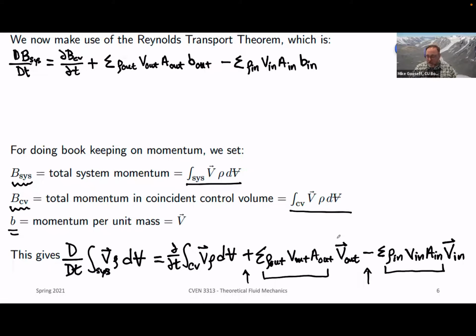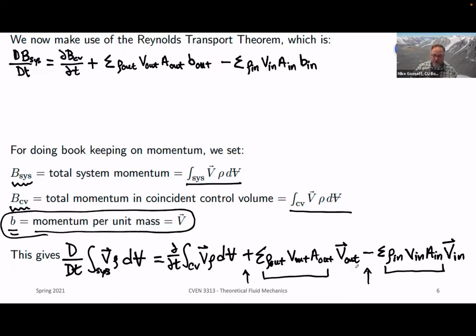The vector in the last V in each of these, though, is including a direction. So little b is this momentum per unit mass, and it is a vector. So we have to be careful about which direction this flux is going with respect to our sign convention of X, Y, and Z. And this one is also taking care of which direction the momentum is going.